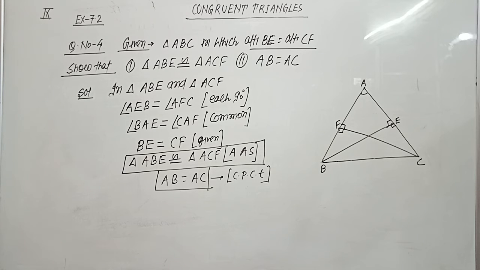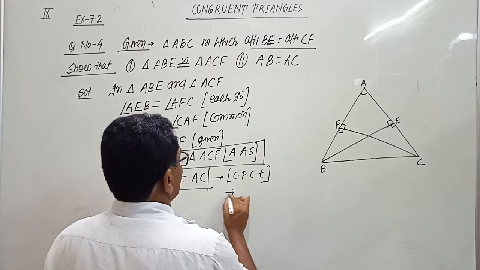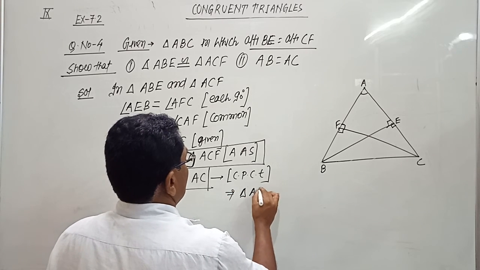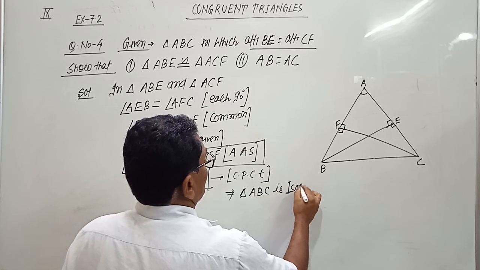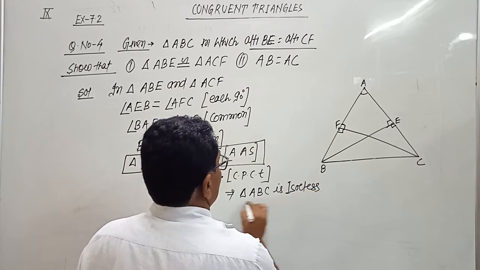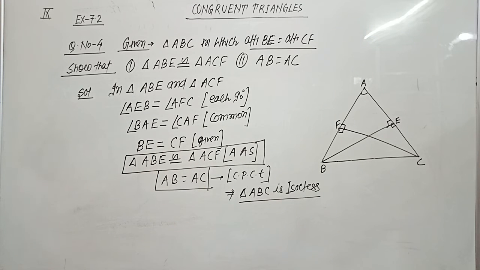And by CPCT, side AB equals side AC, and therefore triangle ABC is isosceles. This implies triangle ABC is isosceles because side AB equals side AC.